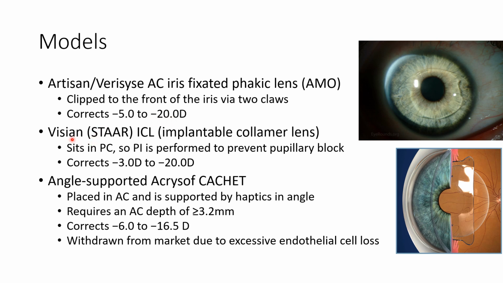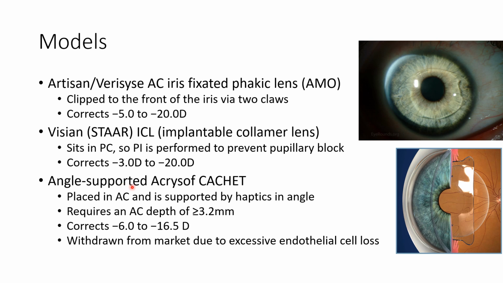The second type is Visian ICL, that is Visian Implantable Collamer Lens, which is manufactured by Staar. It sits in the posterior chamber, as you can see in this picture. So peripheral iridectomy is performed to prevent pupillary block. It corrects myopia from -3 diopters up to -20 diopters.